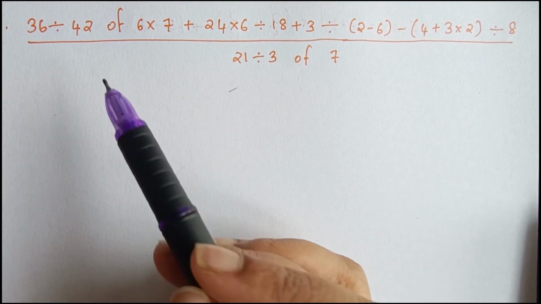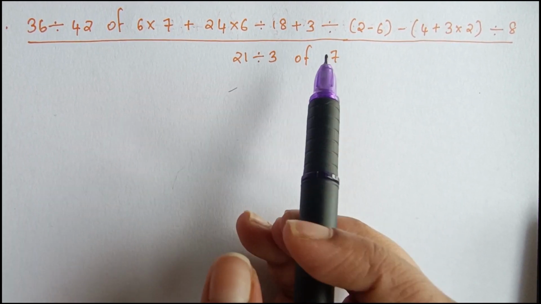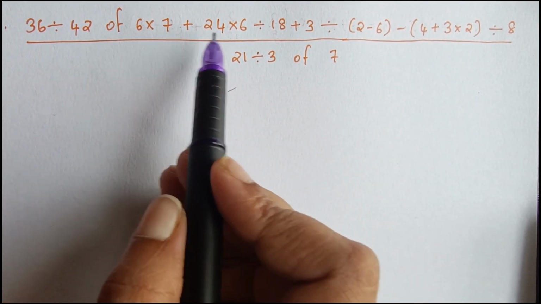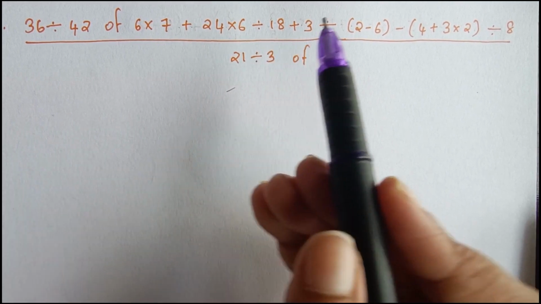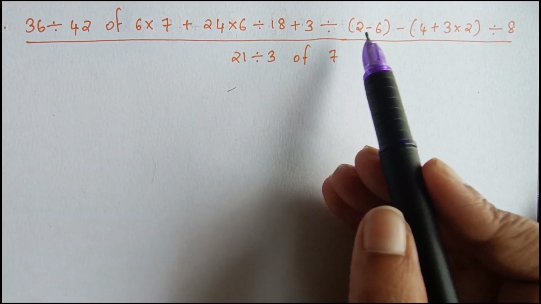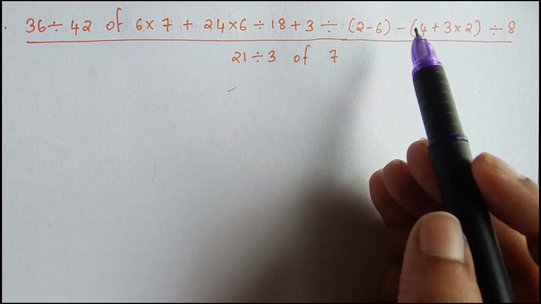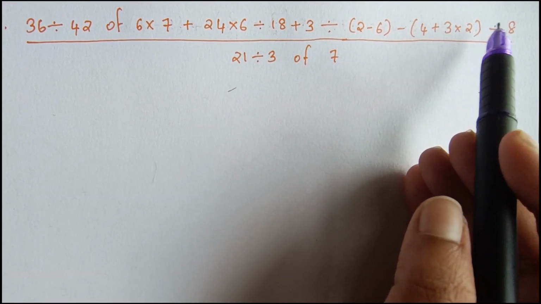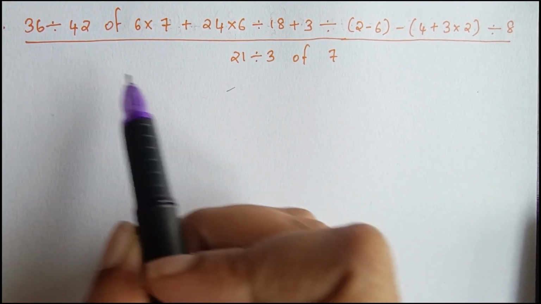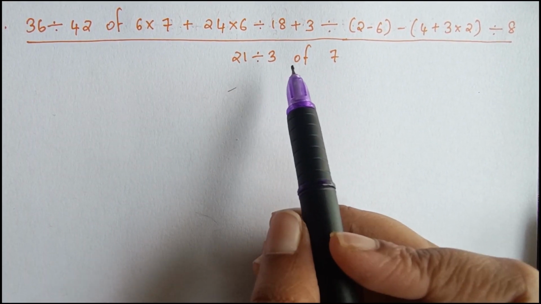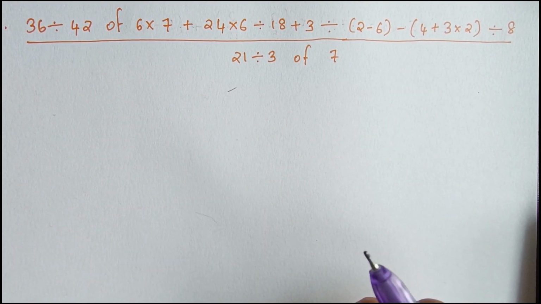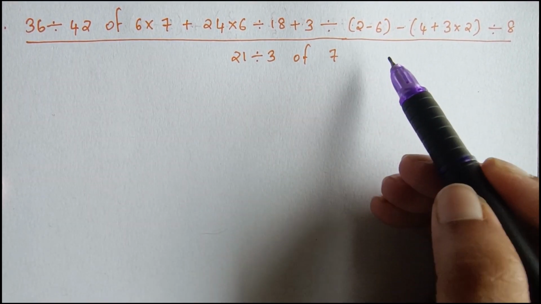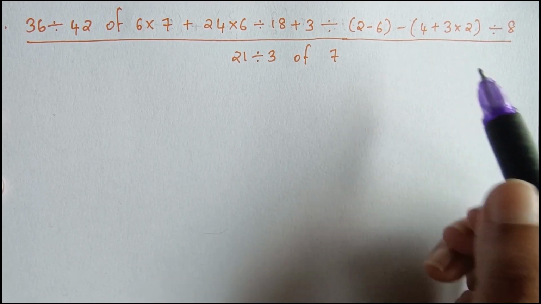So first question, 36 divided by 42 of 6 into 7 plus 24 into 6 divided by 18 plus 3 divided by bracket 2 minus 6 minus 4 plus 3 into 2 also inside a bracket divided by 8 and the whole divided by 21 divided by 3 of 7. So here first we need to solve the one inside the bracket.